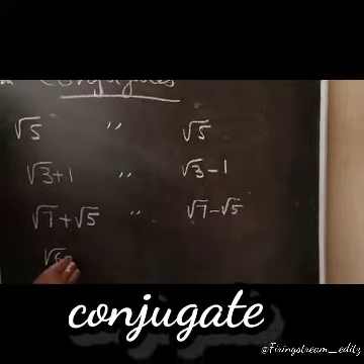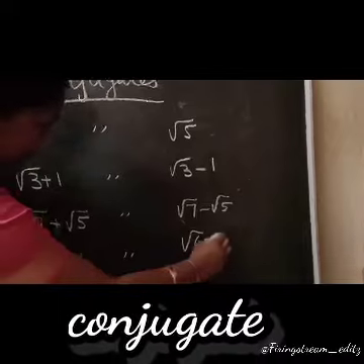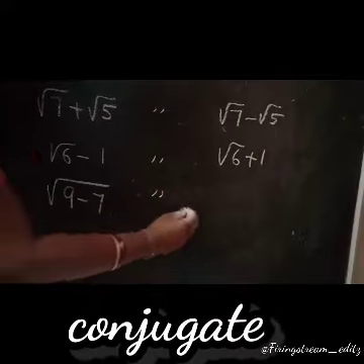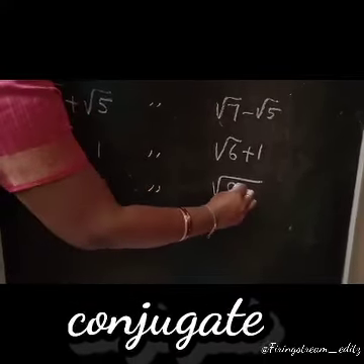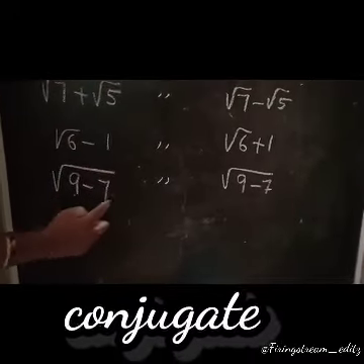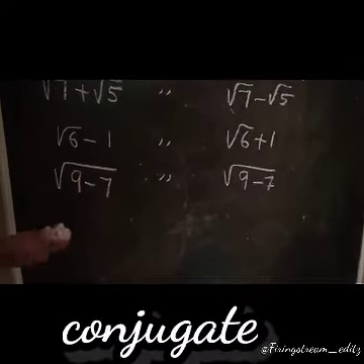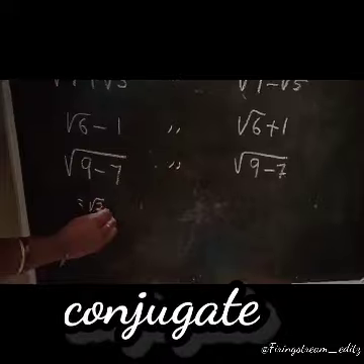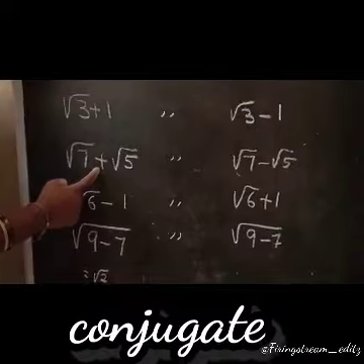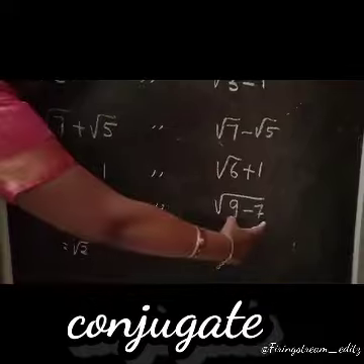Square root of 6 minus 1. The conjugate is square root of 6 plus 1. Next, square root of 9 minus 7. Conjugate is square root of 9 minus 7 only. Why? Because all these values are inside only one square root. Actually the value of this is equal to only square root of 2. But this cannot be subtracted, you cannot add this as it is. So this belongs to only one number. That's why the conjugate will be the same number.